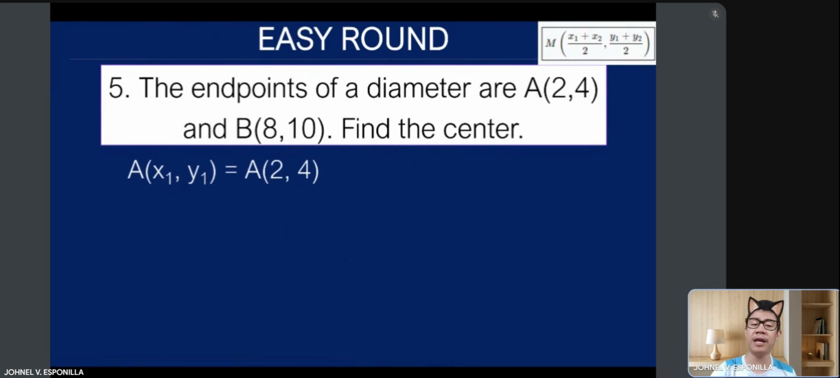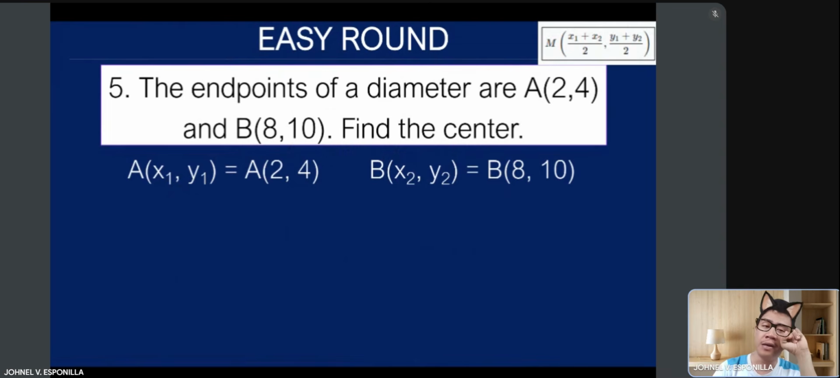So ipapalagay po natin that our point A will be the first point. So that is 2, 4. X sub 1 po natin ay 2, Y sub 1 ay 4, and our point B will be the second point, and that is 8 and 10. Now, para mahanap po yung center, we all know that the midpoint of the diameter is the center. So we will apply the midpoint formula para mahanap si center.